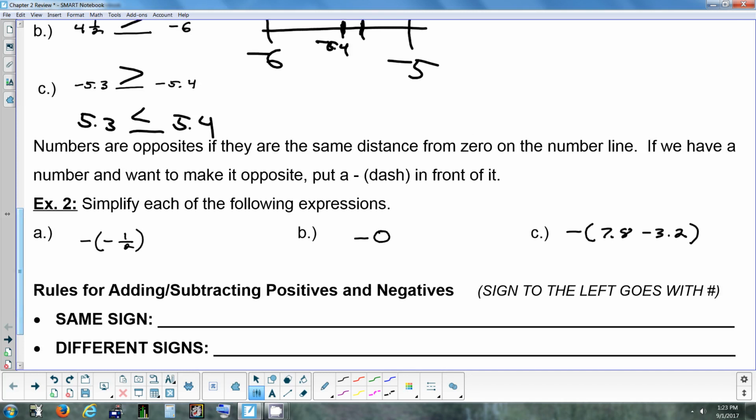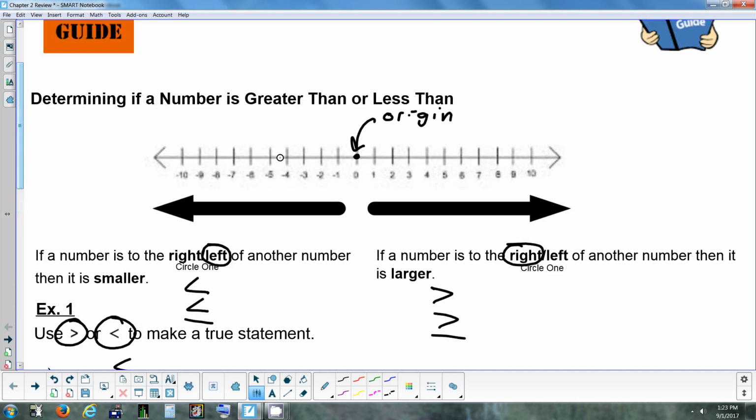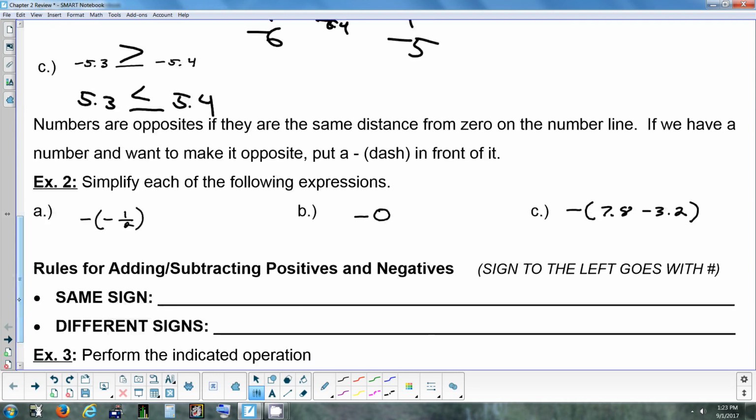Do you guys already have this written down on your sheet? Numbers are opposites if they're the same distance from 0 on a number line. So if I count over 5: 1, 2, 3, 4, 5. And I count over 5 the other way: 1, 2, 3, 4, 5. Whatever two numbers I just landed on, those are opposites. They're the same distance away from the origin. One's 5 units right, the other one's 5 units left. So basically, to make a number opposite, we just put that little dash in front of it. It's pretty basic.